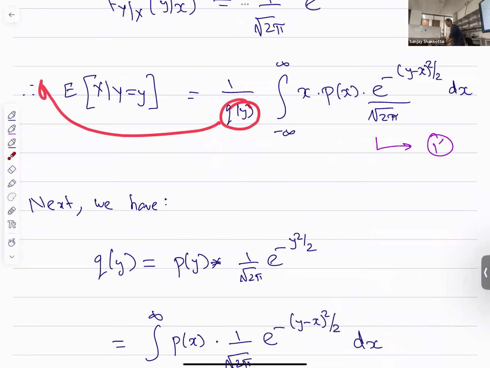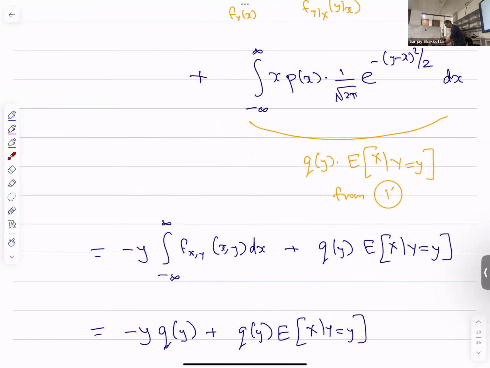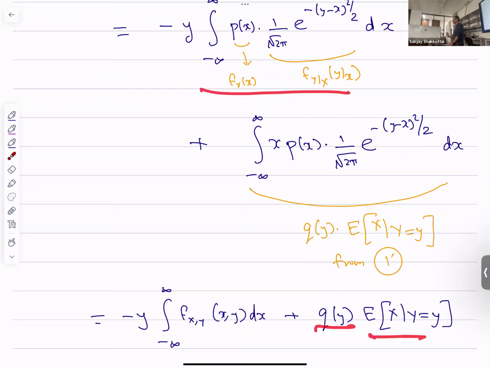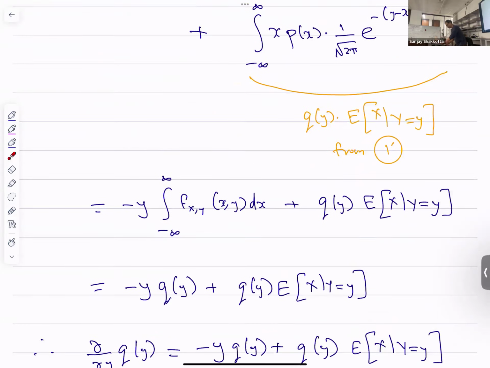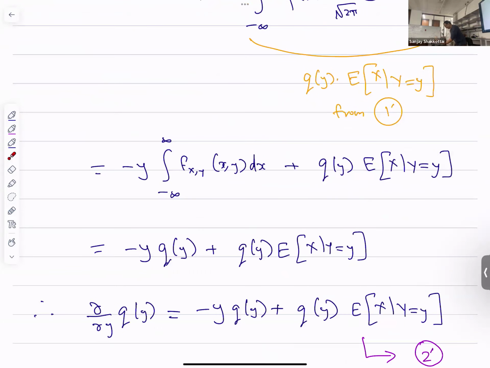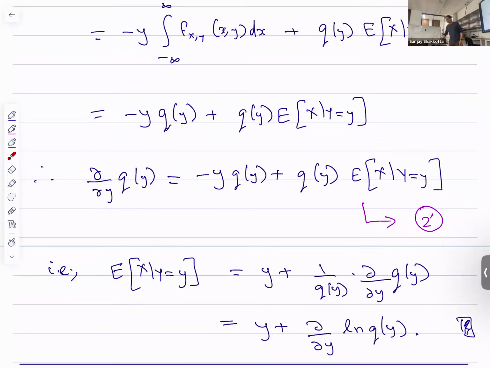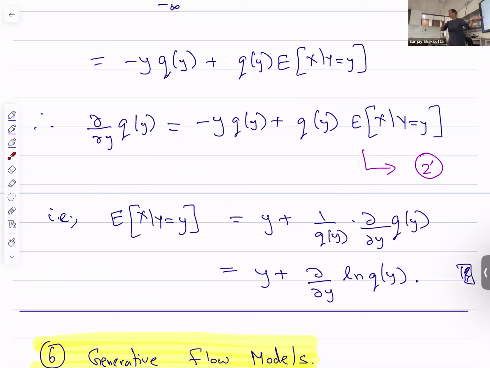So if I take q to this side, then what I have is the derivative of q is minus y times q of y plus q of y times the conditional expectation. Okay, so I'll divide both sides by q. So the conditional expectation is y plus 1 over q times the derivative of q. But this is nothing but the derivative of log q. This is Tweedie's formula. That's it. Okay, the vector version of it. I just derived this in scalar form from first principles.